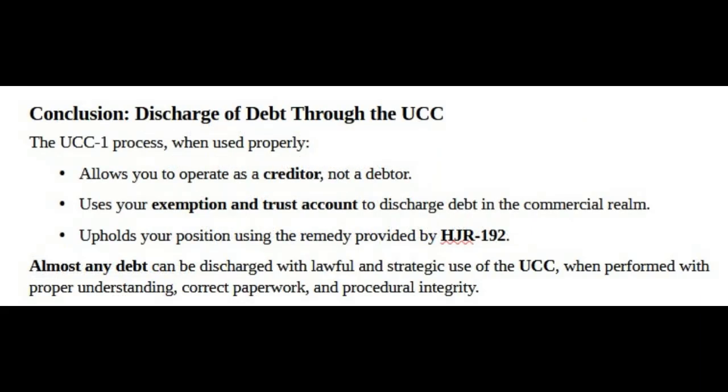Conclusion: Discharge of debt through the UCC. The UCC 1 process, when used properly, allows you to operate as a creditor, not a debtor. Uses your exemption and trust account to discharge debt in the commercial realm. Upholds your position using the remedy provided by HJR 192. Almost any debt can be discharged with lawful and strategic use of the UCC, when performed with proper understanding, correct paperwork, and procedural integrity.